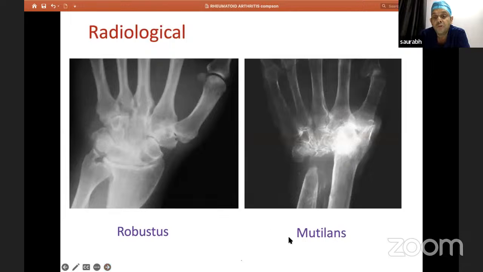Radiological, so again, mutilans we've spoken about. This is an end stage: lots of erosions, lots of osteopenia, deformed joints, hardly any space left, as opposed to rheumatoid robustus. What this term means is the patient has rheumatoid, but there are hardly any clinical features. They live with it, but the joints are not destroyed. If you can see the MCPs, even radiocarpals, your carpometacarpal joints, this X-ray doesn't have typical features of rheumatoid. And clinically also, patients do very well. So remember this term, robustus.